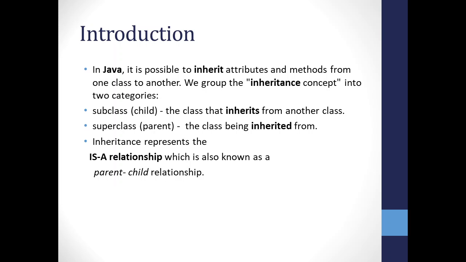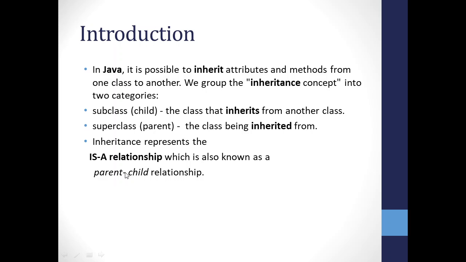We group the inheritance concept into two categories, that is the subclass and superclass. Subclass is the child class, superclass is the parent class. The child class inherits from another class, but the parent class is the one being inherited from. The inheritance concept represents the is-a relationship, which is also known as the parent-child relationship.